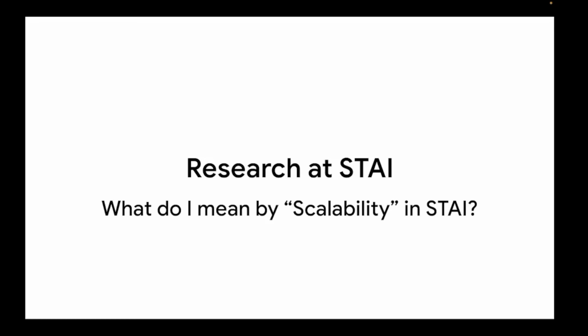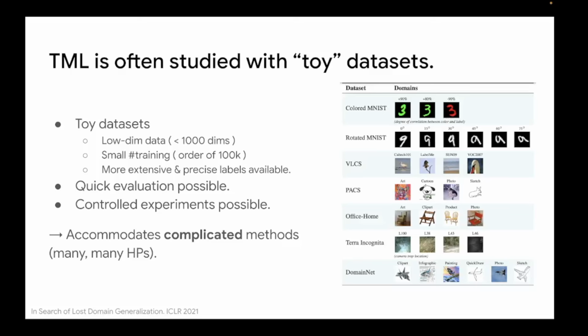Let's talk about the research at STAI Group, Scalable Trustworthy AI. I'll start with what I mean by scalability. Because you know what trustworthy is, for example. What do I mean by scalability here? Trustworthy machine learning is often studied with toy data sets. So if you look at OOD generalization, these are all, you know, MNIST or smaller resolution types of images. So the dimension is small, the number of samples is super small.